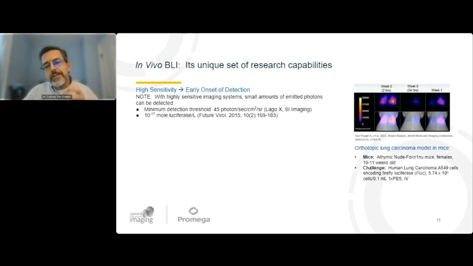So how does this translate into an experiment setup? Well, in the example off to the right, you have an orthotopic lung carcinoma model where nude mice were challenged with human lung carcinoma A549 cells that were transduced to express firefly luciferase. The cells were injected, 500,000 of them, via tail vein, and at 2 hours post-injection, with substrate injected into the mouse IP, you were able to see the signal of those cells trapped in the capillary bed of the lung. So as early as 2 hours post challenge, you are able to detect where your cells are. This early onset of detection can be hugely valuable to any preclinical investigator who wants to know on day one that they have set up their model correctly.